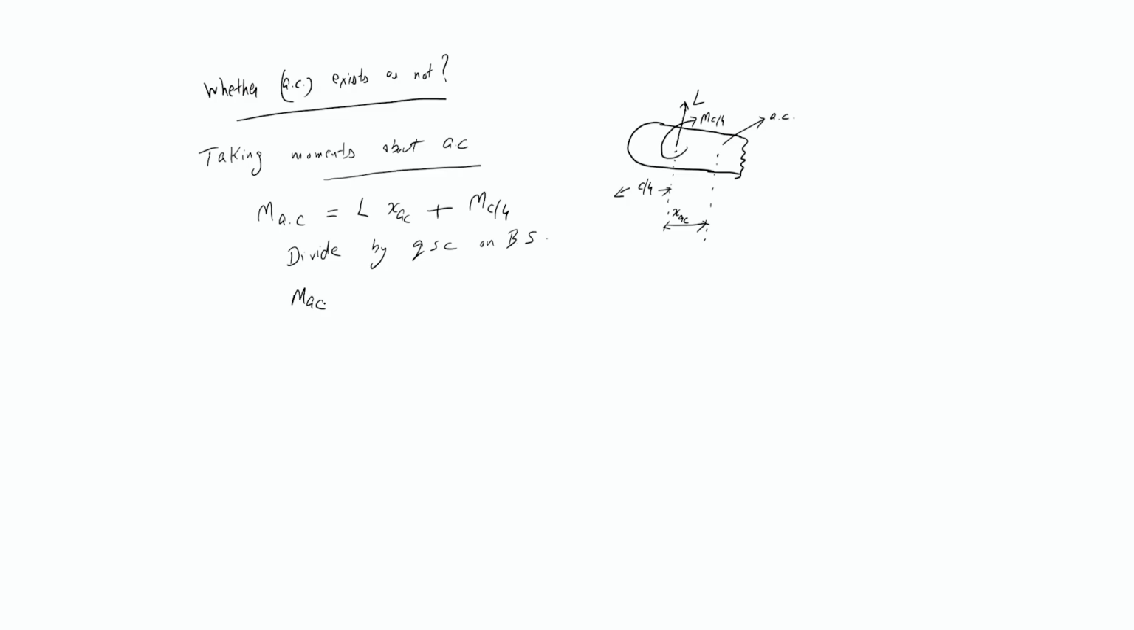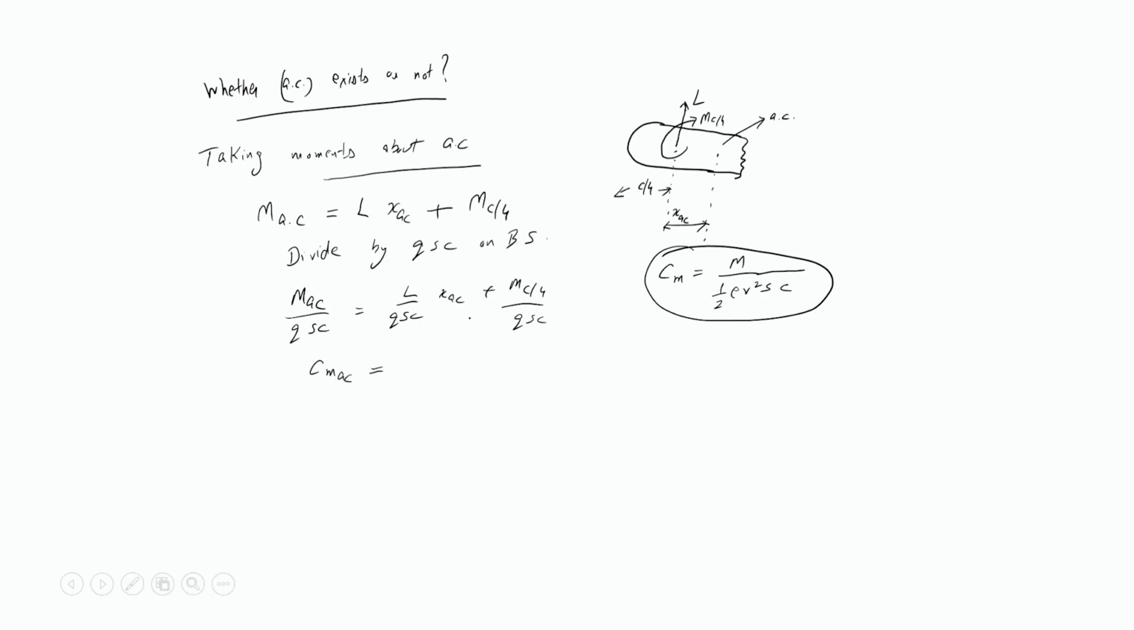So what do we get? The moment about the aerodynamic center, divided by qSc, equals L divided by qSc times x_ac, plus the moment about c/4 divided by qSc. Remember, in the last class I also mentioned the equations for the lift, drag and moment coefficients. So Cm equals M divided by half rho V squared S c. This is the reference length. Please do not forget this is a moment. Now, using this equation, this can be represented as C_M,AC.